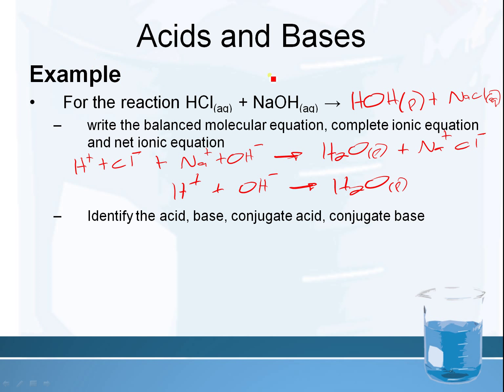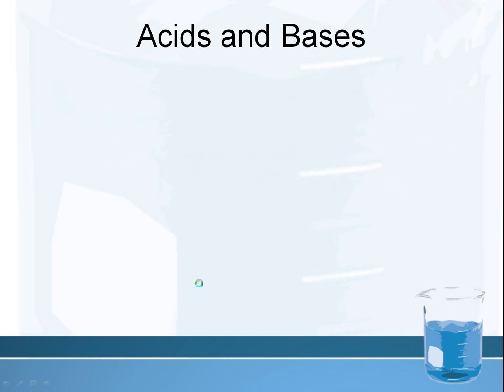Okay, some things of note. When you mix a strong acid with a strong base, if you notice, all it does is form salty water. So usually when you mix a strong acid with a strong base, it forms a salt with water. Okay, the next part was to identify the conjugate acid and the conjugate base.